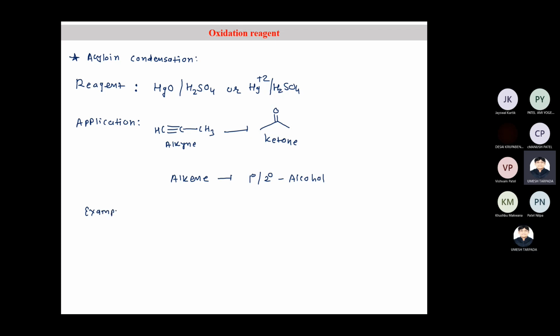For example, this is again a very important reagent. Many times this is asked in SLAT exam also. Suppose you have this substrate having a triple bond. So if you react it with HgO in the presence of H2SO4, then what happens?